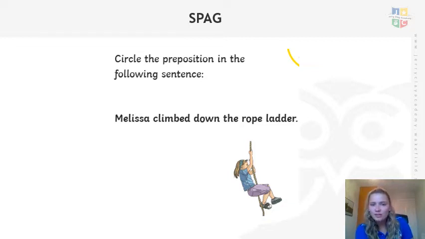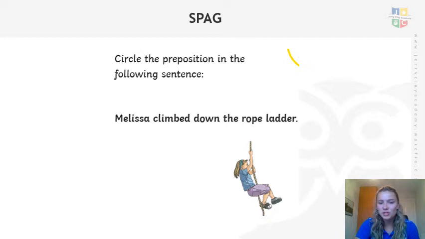preposition. So I want you to have a go and see if you already know what a preposition is. Melissa climbed down the rope ladder. Do you know which one is the preposition? If you do, give it a circle or point at which word it is. If not, we're going to go through the answer in a minute. Pause it now, have a think and then play it.